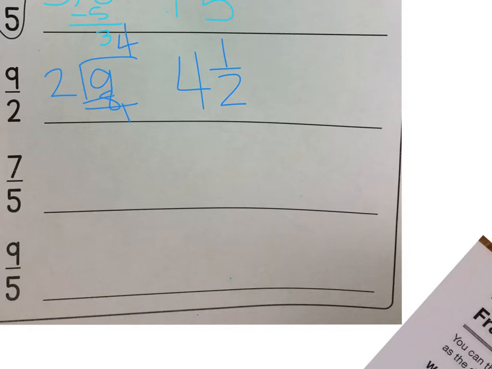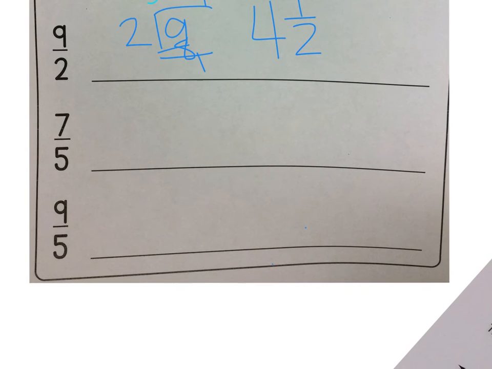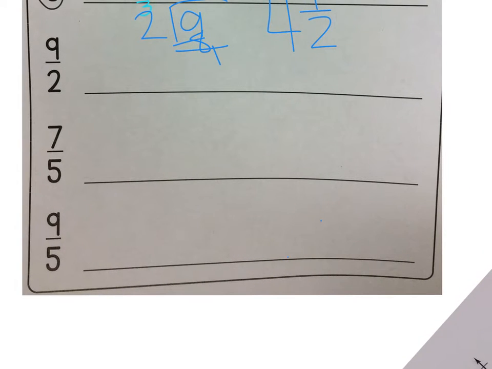All right, next problem. Here we go. Let's take a look. We have 7 fifths divided by 7. So what are we going to say? 7 divided by 5. Sorry, y'all. 7 divided by 5. How many times is 5 going to go into 7? 1 time.